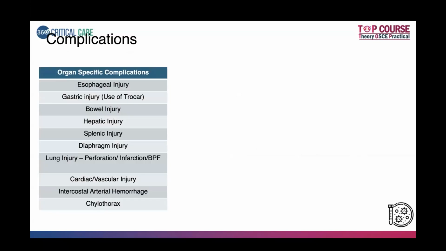So coming to complications, you can classify them as organ-specific complications, whereby any of the systems surrounding the lung can be involved. That is esophageal injury, gastric injury, bowel injury, hepatic injury, splenic injury, diaphragmatic injury, and lung injury, which can be associated with perforation, infarction, or bronchopleural fistula. There can be cardiac or major vessel injury, intercostal arterial hemorrhage, especially if you're going through the inferior border, and chylothorax if there is a left-sided pleural disease and an ICD has been inserted for the same.